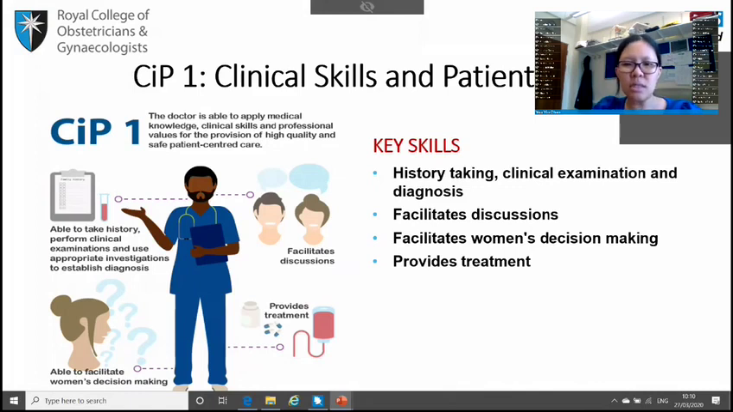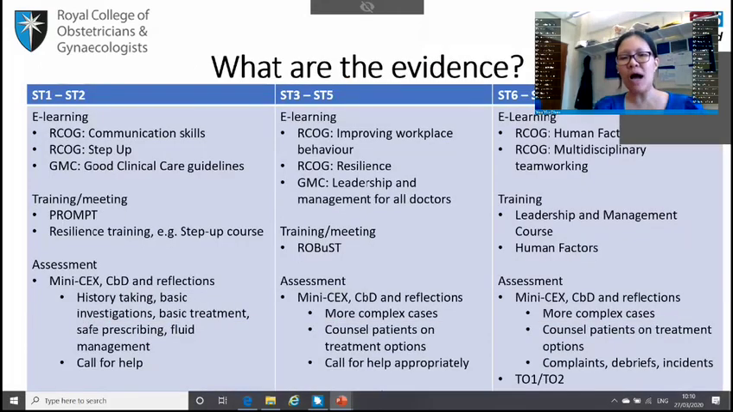So SIP 1 is the easier one. Essentially, it is generic skills, like history taking and management of patient. What I've done is the next table you will see. I'll leave it on the screen for a little bit longer. So what are the evidence that you can use for your assessment, or that you can link to your SIP or the key skills that you have done for the year according to your level of training.